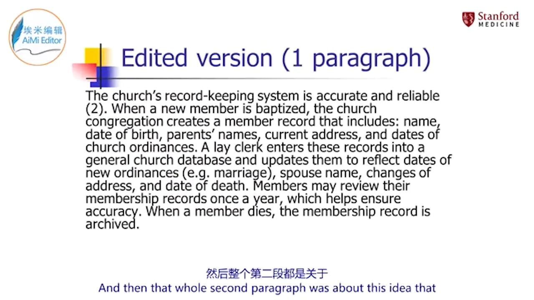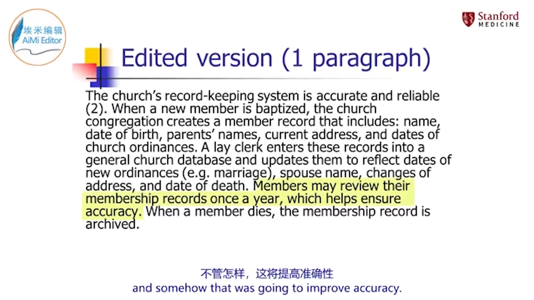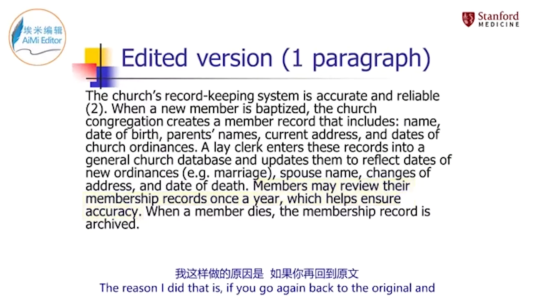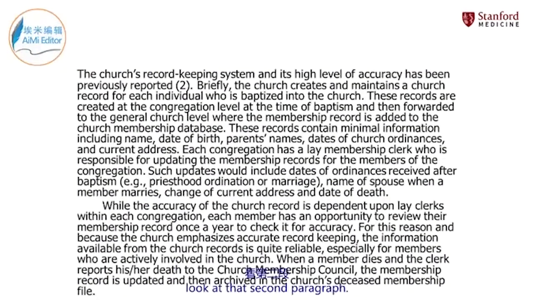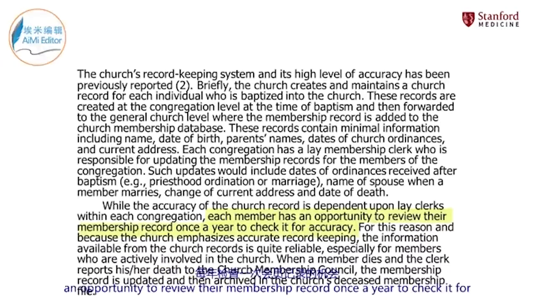And then that whole second paragraph was about this idea that the members could review their membership records once a year, and somehow that was going to improve accuracy. One thing, notice how I shortened that to a single sentence. The reason I did that is if you go back to the original and look at that second paragraph, it's all about the members being able to review their records once a year. Well, if you think about that carefully, it says each member has an opportunity to review their membership record once a year to check it for accuracy.